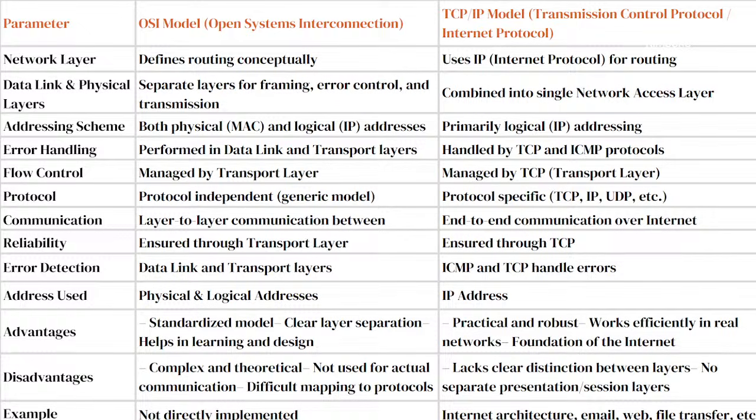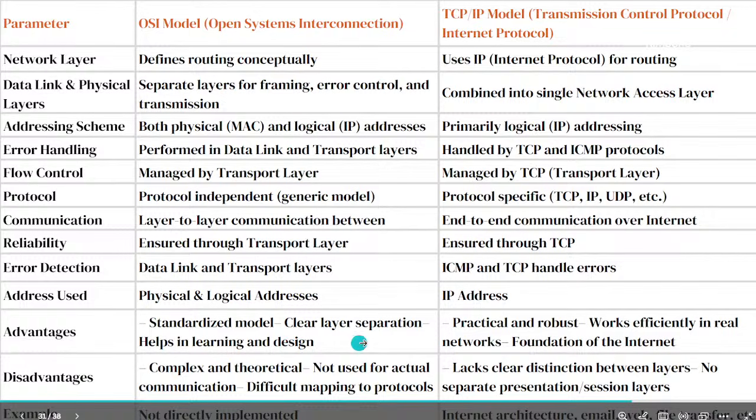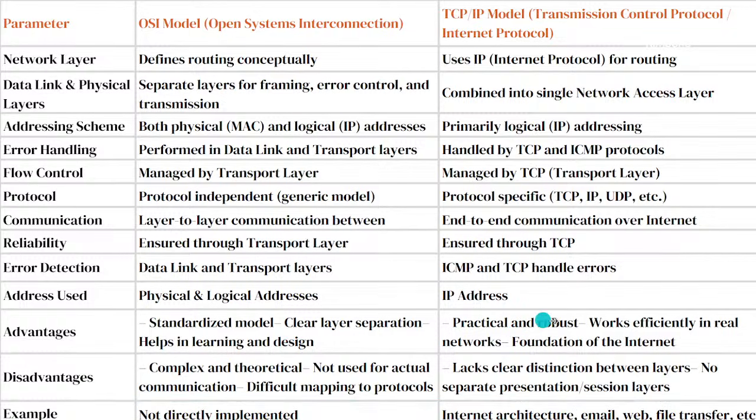Reliable communication is ensured through the transport layer and goes through TCP. When it comes to error detection, data link and transport layer, it is about ICMP and TCP. Address used, physical and logical, it is about IP. Advantages: clear layer separation, a standardized model, and it also helps in learning and designing. It is a practical and robust model, works efficiently in real networks, and is the foundation of the internet.